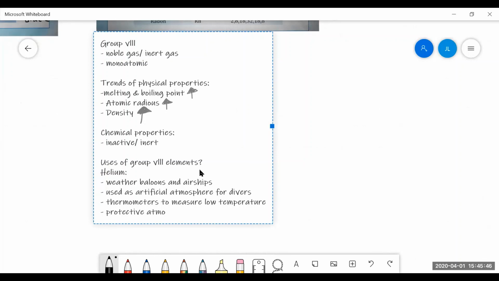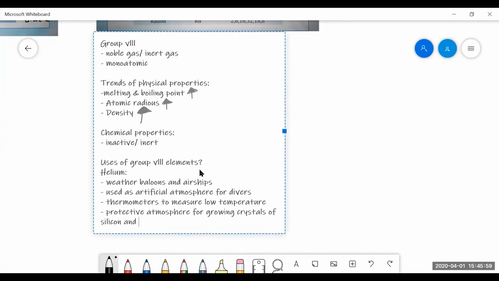Protective atmosphere for growing. Many times it is used as a protective atmosphere because it is inert. So sometimes when you are using a material which is very reactive, this can act as a protective atmosphere.